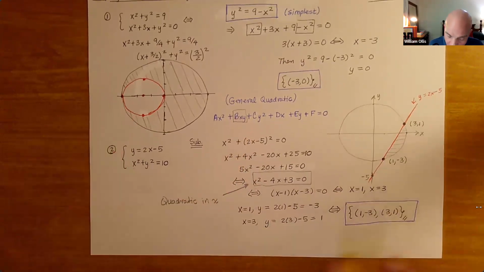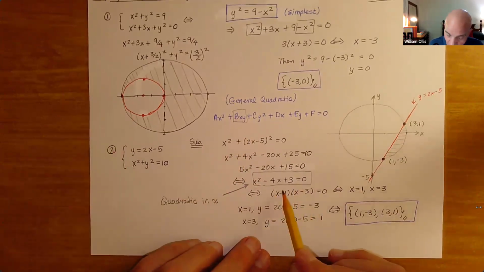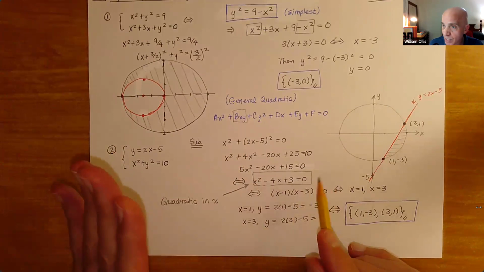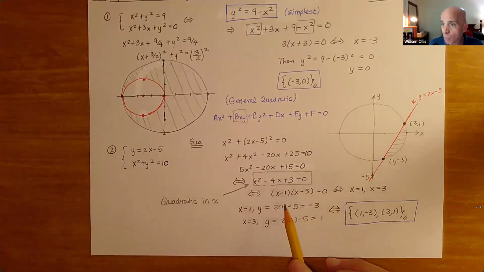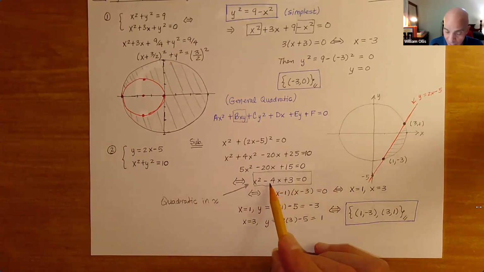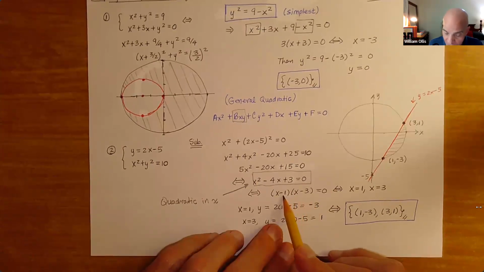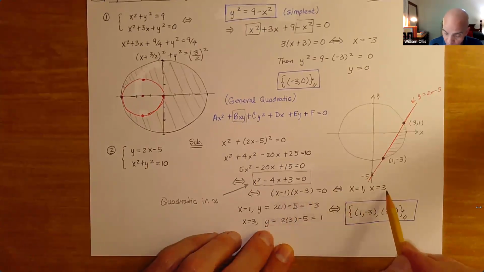Okay, now notice here, we're pretty much done with this. This is an easy factorization. Of course, we have 1 times 3, or 3 we can just write as -1 times -3. And of course, those two factors add to -4. So we have a very simple factorization. And by the zero product property here, we get x equals 1 and x equals 3.